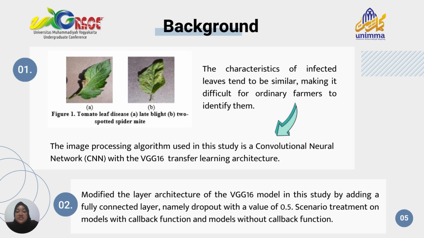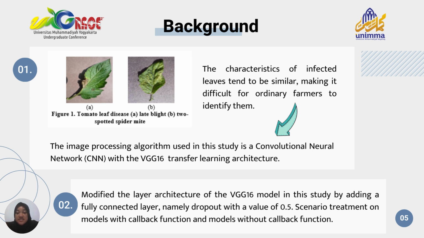The common tomato disease is leaf blight caused by the fungus Phytophthora infestans, which thrives in cool, moist places, and the two-spotted spider mite disease originates from Tetranychus urticae spider mite outbreaks as a result of excessive insecticide use. The characteristics of infected leaf tend to be similar, making it difficult for ordinary farmers to identify them.